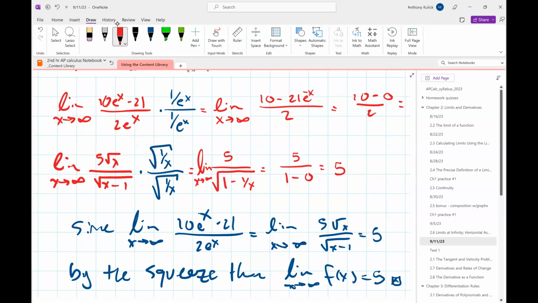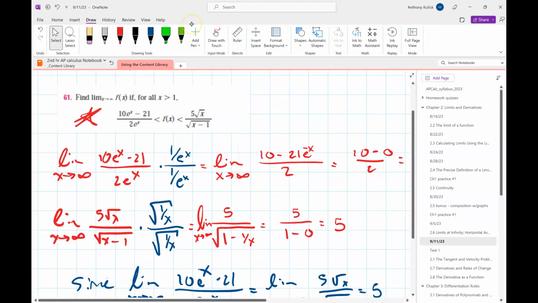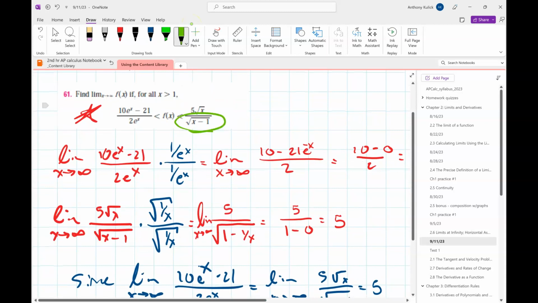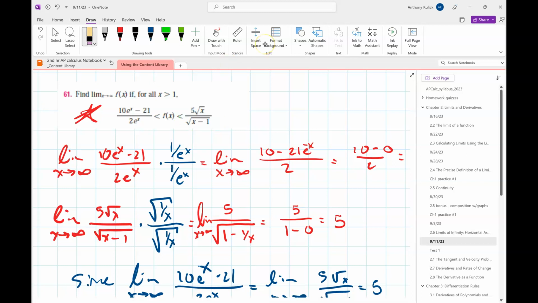Wait, so I know you talked about this before, but why is it important that we pay attention to the questions for all x greater than 1? Well, it ensures that I have continuity near whatever I'm taking the limit of. So because x has to be greater than 1, I don't end up with a possibility of a 0 denominator here.